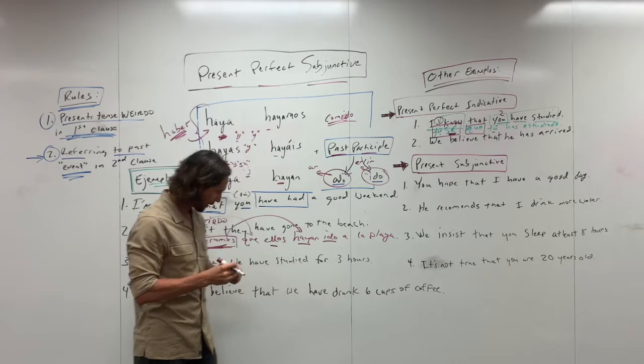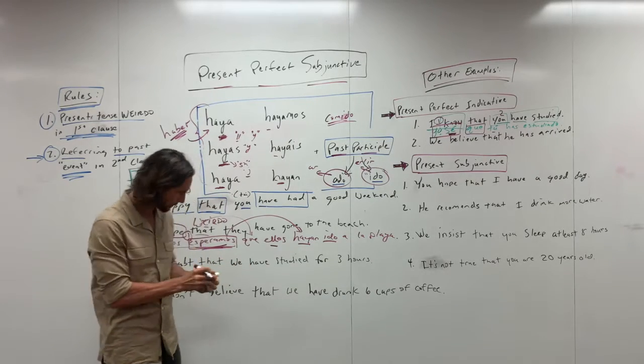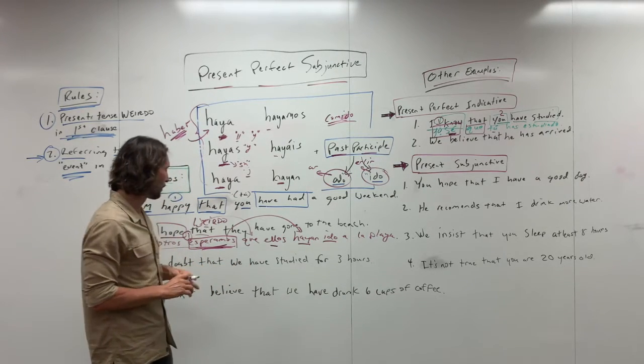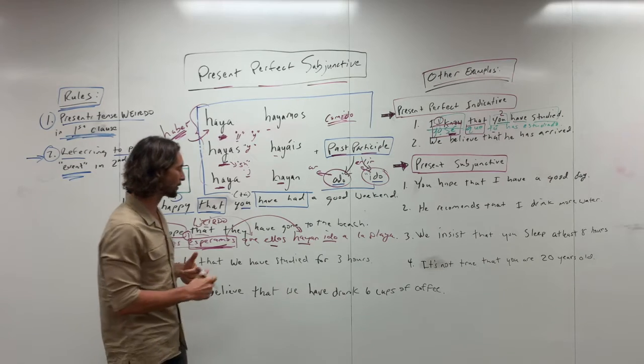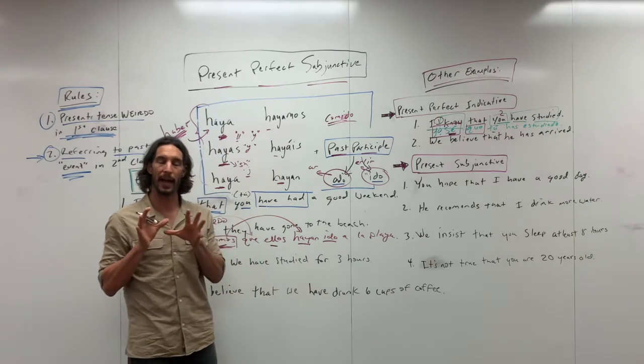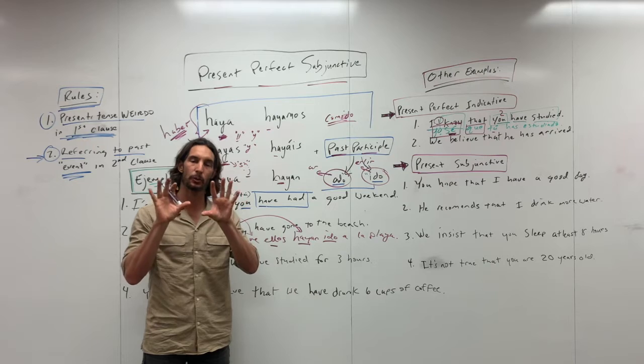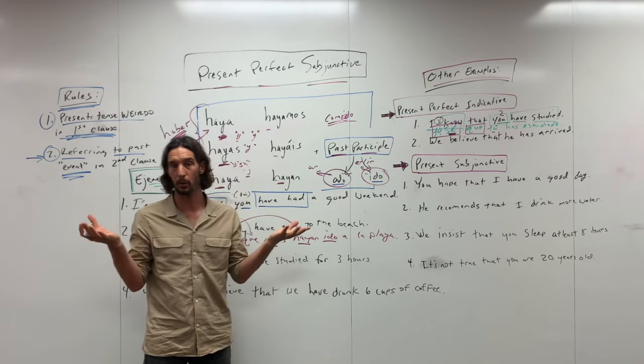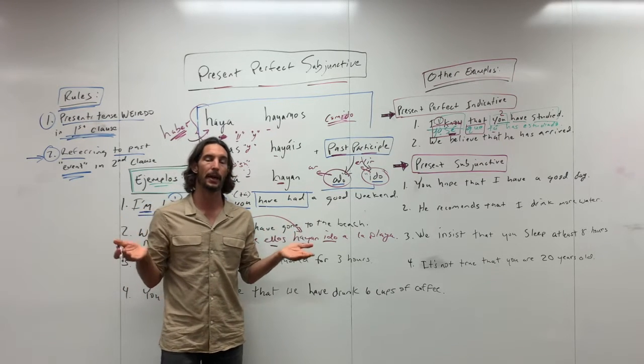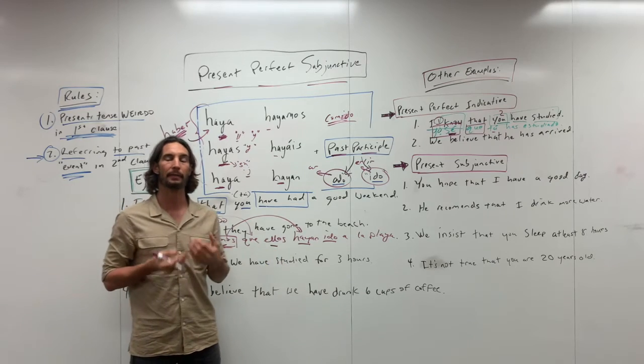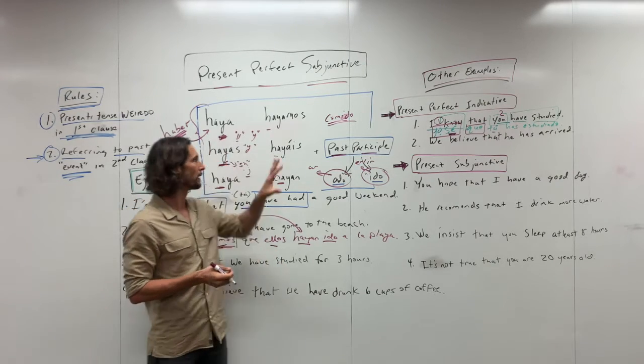And so, nosotros esperamos que ellos hayan ido, right? And so the have gone has to be in the subjunctive, and the have, of course, being that it's haber as a helping verb, that have has to be conjugated in the subjunctive.